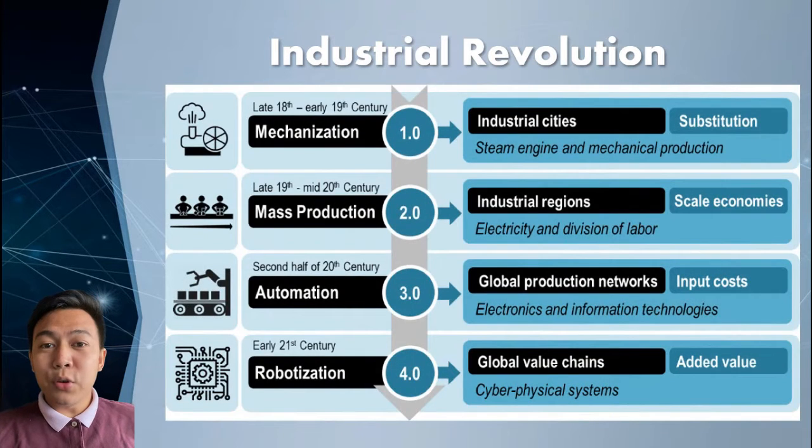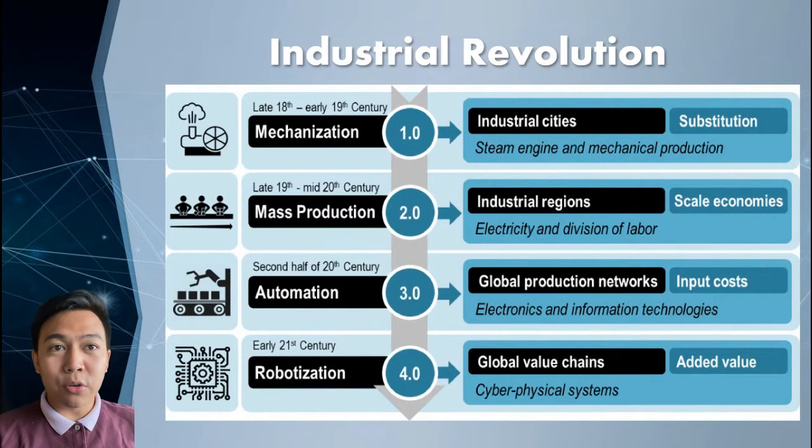So the Industrial Revolution started in the late 1800s to 19th century, and this is called Industrial Revolution 1.0, where mechanization is in place and industrial cities use substitution for steam engines and mechanical production. For Industrial Revolution 2.0, which started from late 1900s to 20th century, mass production is in place, and industrial regions use scale economies for electricity and division of labor.